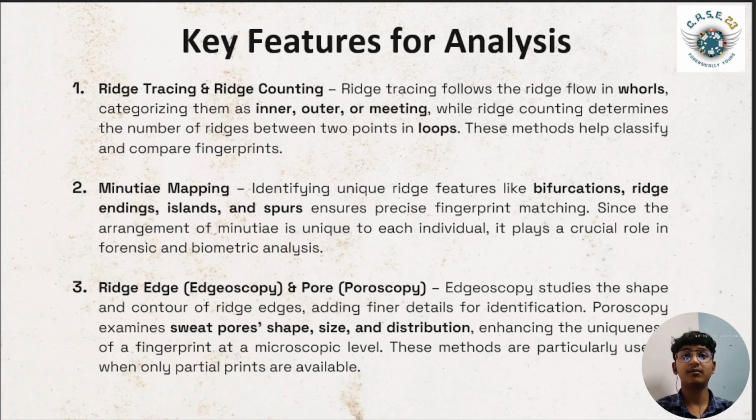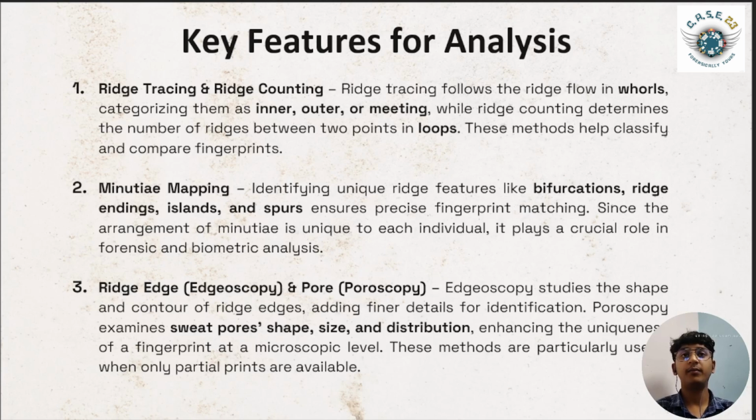Next, there's minutiae mapping. This is where we focus on the unique ridge features like bifurcation, ridge endings, islands, and spurs. Since no two fingerprints have the same minutiae arrangement, this step is crucial in forensic investigations.